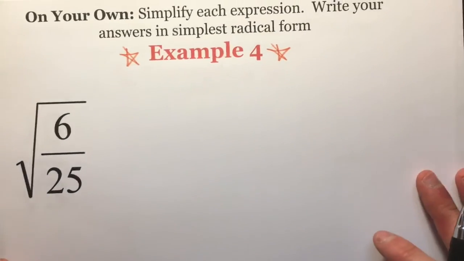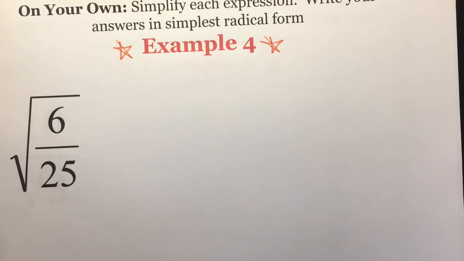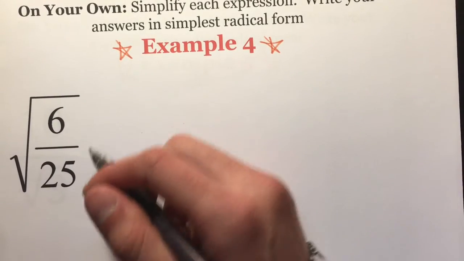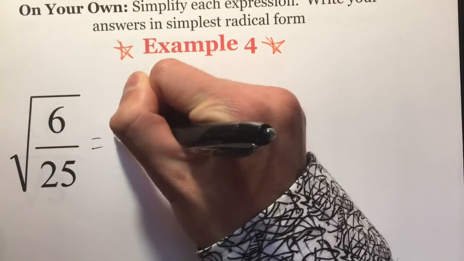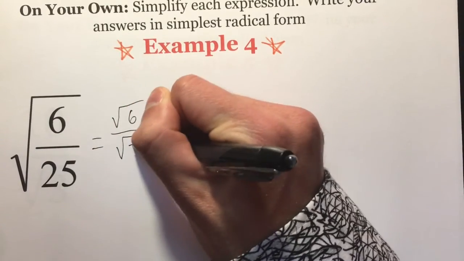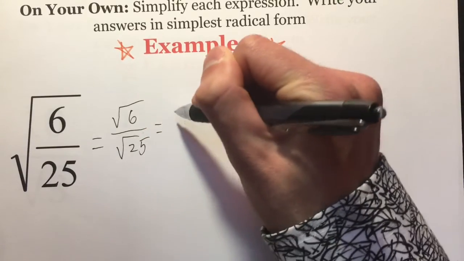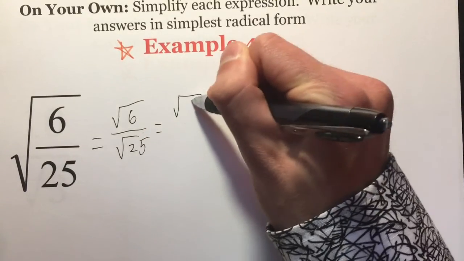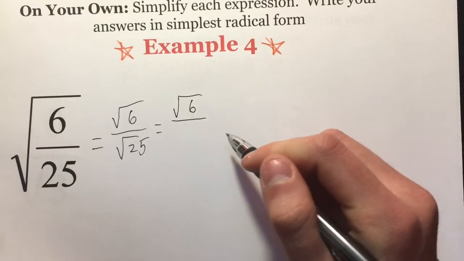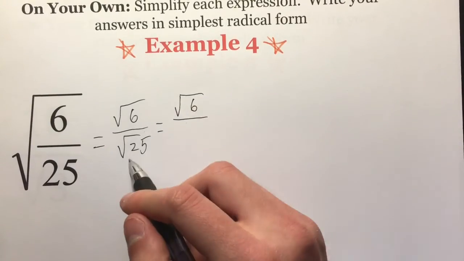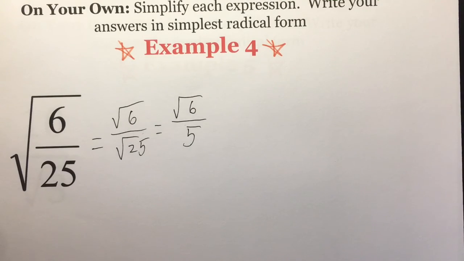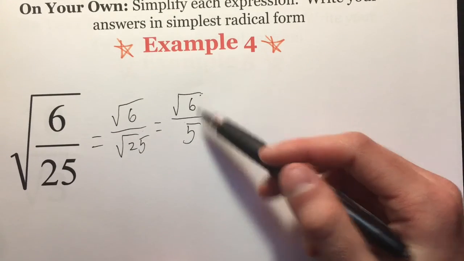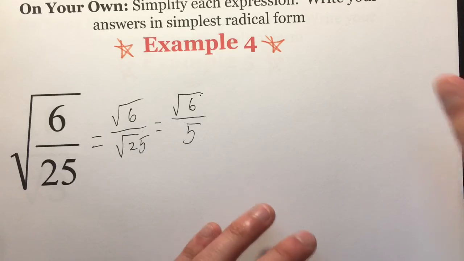All right, example 4. We have the square root of 6 over 25. Well, that's just going to be square root of 6 over the square root of 25. And that's just going to be equal to the square root of 6, because we can't break that down any further, over, well, square root of 25 is 5. And that's in simplest form, because we have a radical in the numerator, but not the denominator. So that's okay.